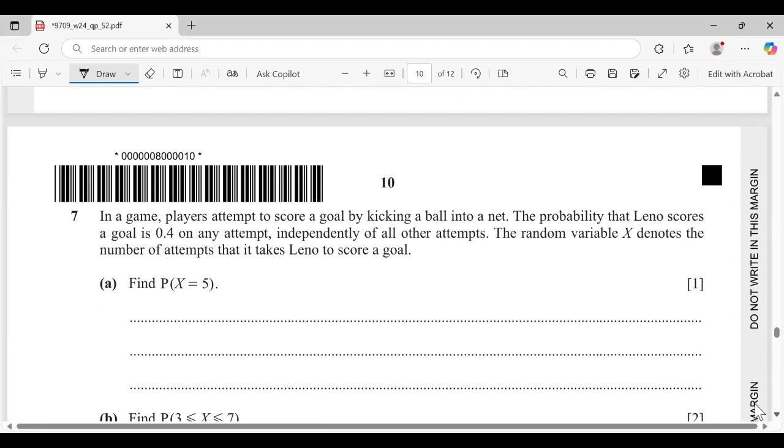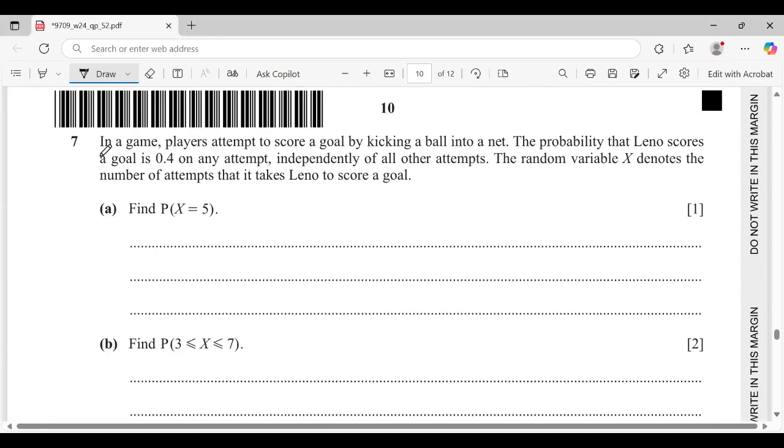Number 7, in a game, players attempt to score a goal by kicking a ball into a net. The probability that Leno scores a goal is 0.4 on any attempt, independently of all other attempts. The random variable x denotes the number of attempts that it takes Leno to score a goal. Find the probability x equals 5.